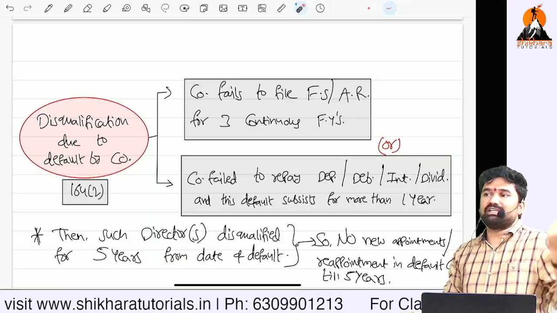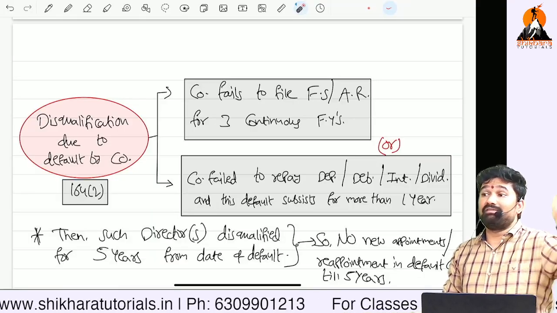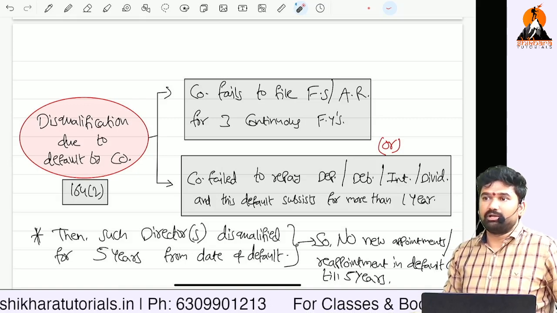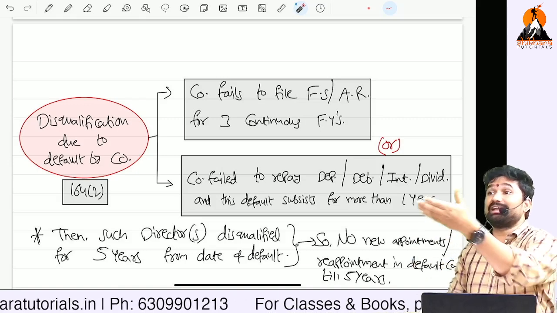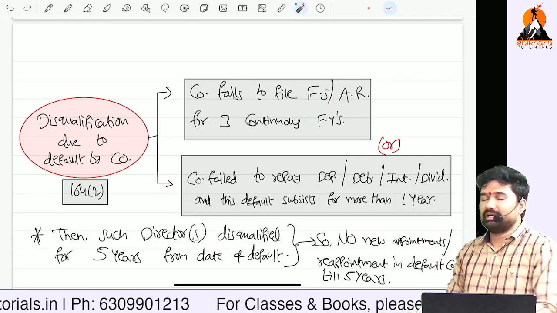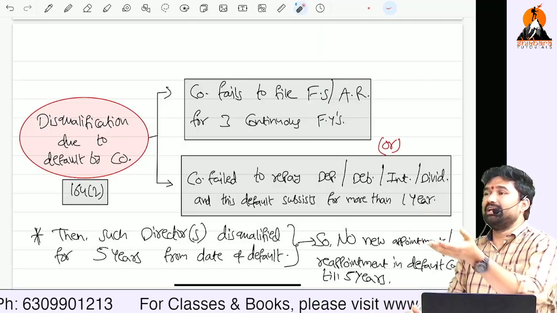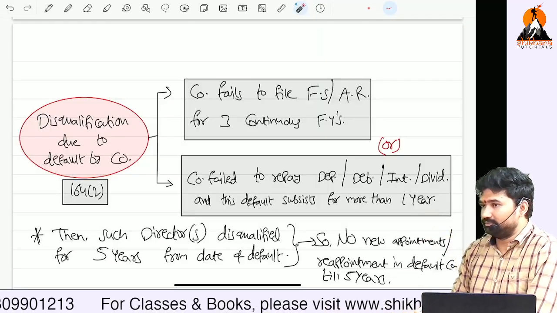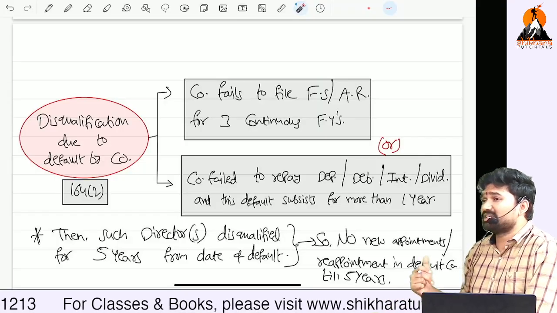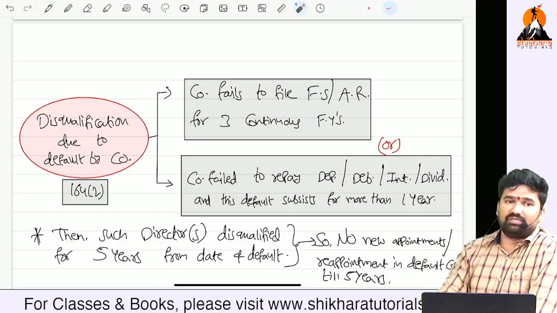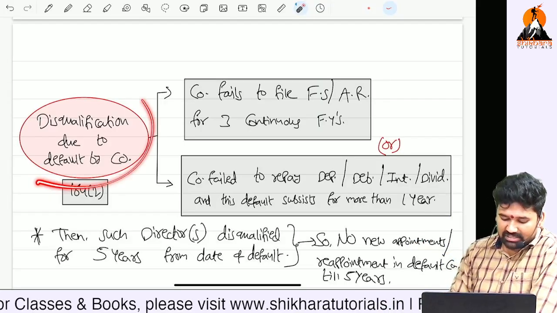So what is our discussion so far? Individual level disqualification. It talks about your personal abilities, personal traits, personal qualities, insolvency, unsound mindedness, imprisonment. It's all about individual disqualifications. 164(2) talks about company level disqualifications. So what does company level disqualification mean?